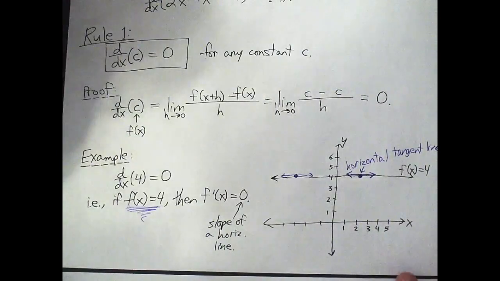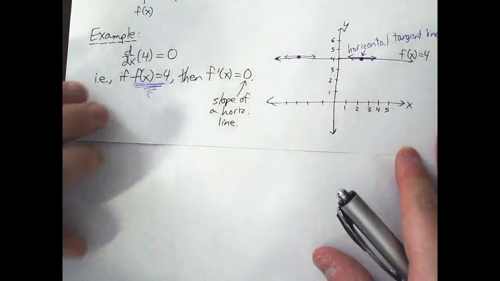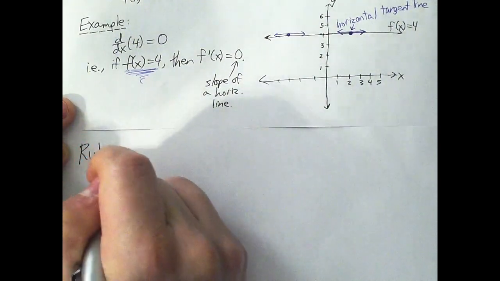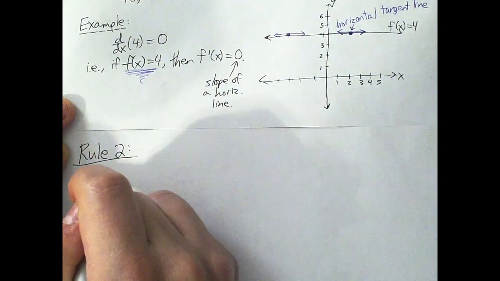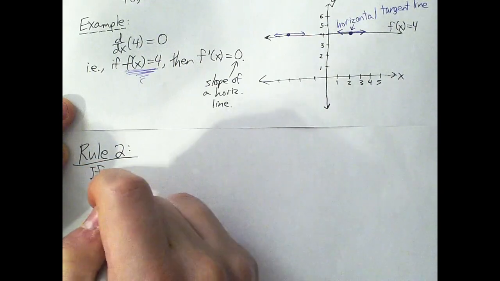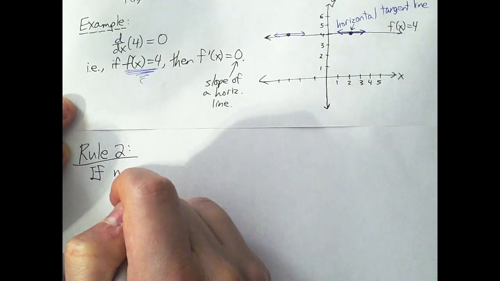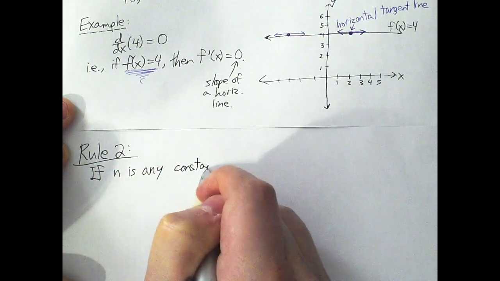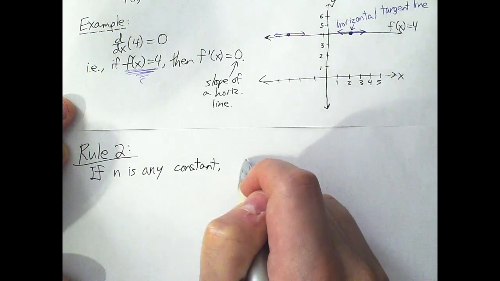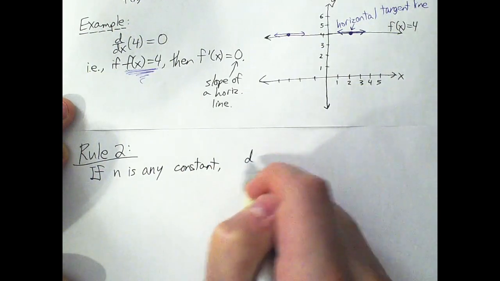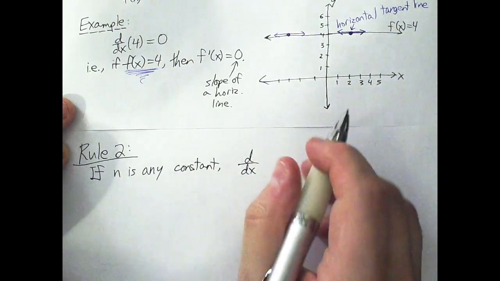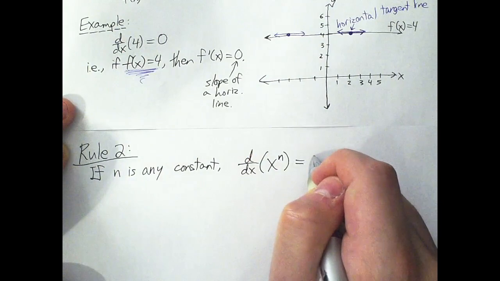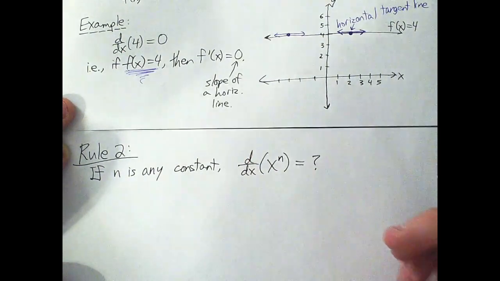Okay, now I said we were going to have at least 4 rules. So let's move on. Let's get to rule 2. I think they gradually get more interesting as we go on. Rule 2. Oh yeah, actually, this is a really good one. If n is any constant, we would like to have a rule. I'm asking this one kind of as a question first. We would like to have a rule for the derivative of x to the n, because this seems to come up quite often.